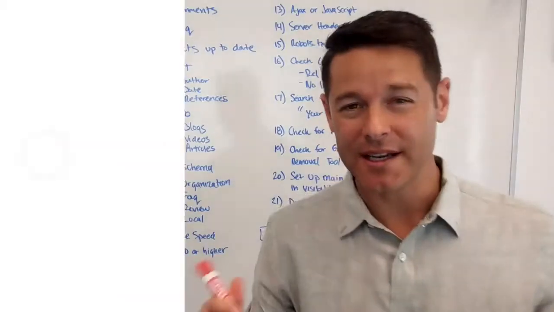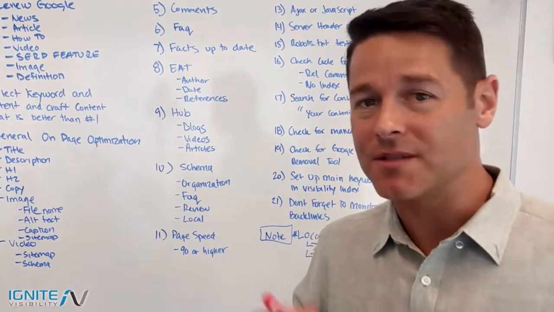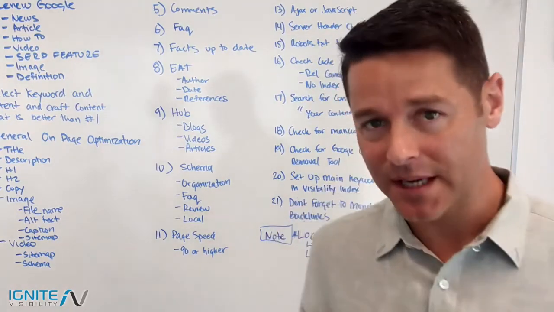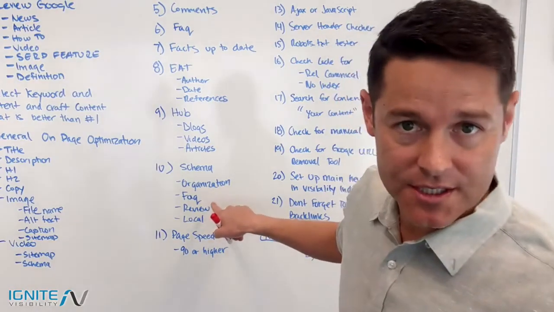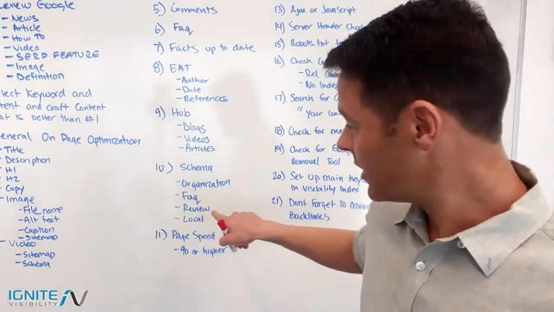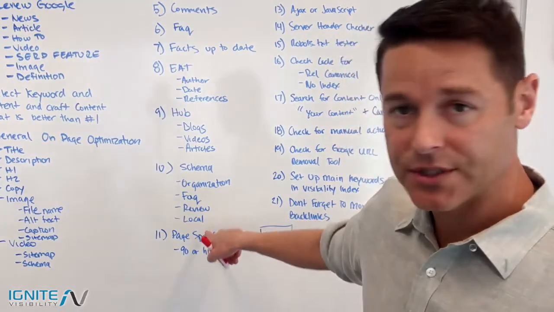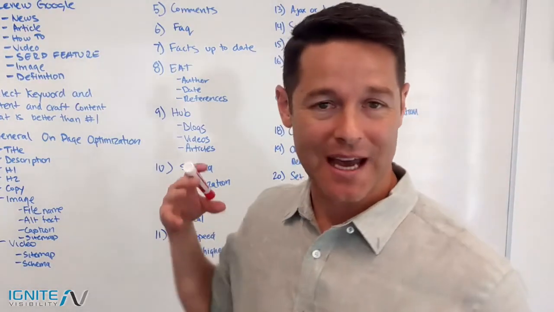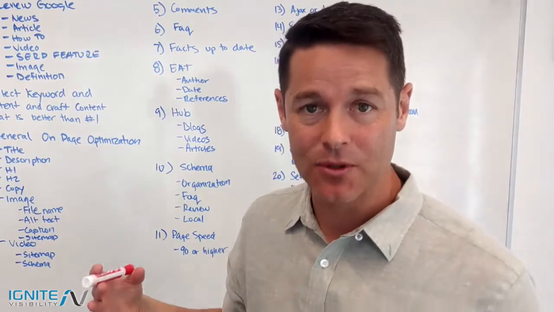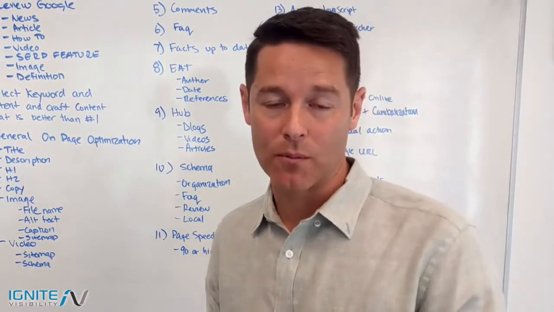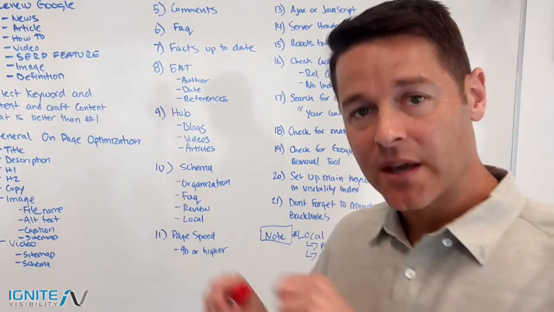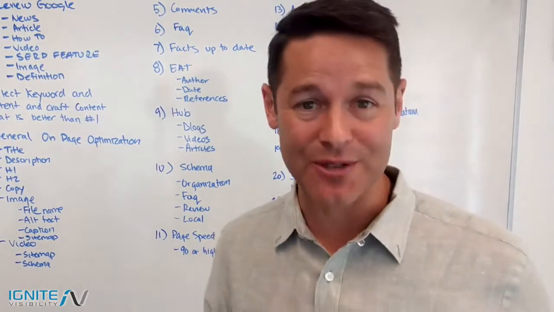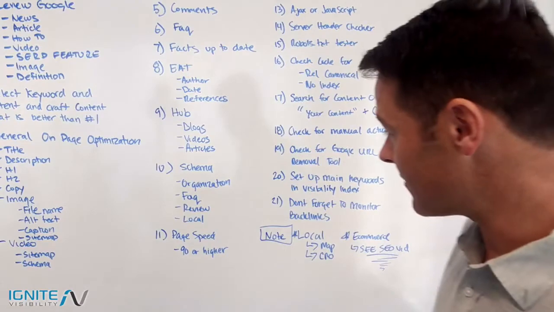Number 10, schema. I talked about this a little bit, but schema is more important than ever. So for your on-page SEO checklist, you're going to want to think of organization schema, FAQ schema, review schema, local schema. Make sure you schema that page out as much as possible, because Google's looking at that more and more, and they're using that now to pull things into the Google Assistant and to pull things into Google search features in some cases. Not in all cases, but in many.